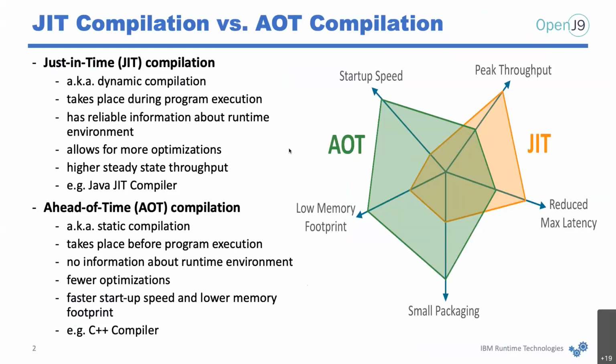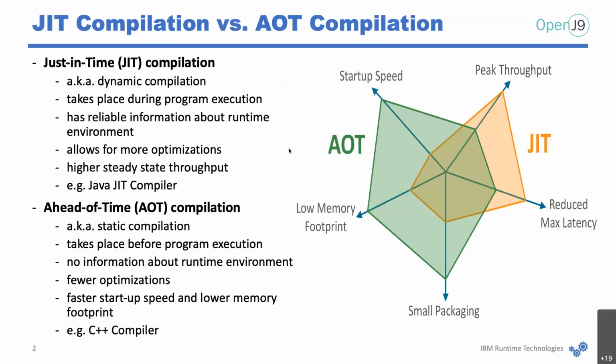Another type of compilation, ahead-of-time compilation, takes place before the execution of programs. It is also known as static compilation. A C++ compiler would be a good example. Unlike JIT compilation, AOT does not have access to the program's actual runtime environment. This means it has to be less aggressive in terms of optimizations, or else you run the risk of the code being incompatible in certain runtime environments.